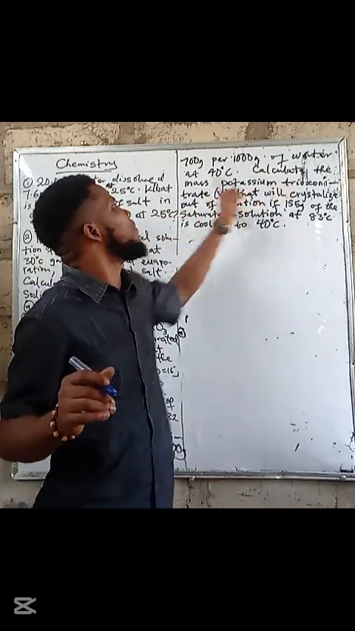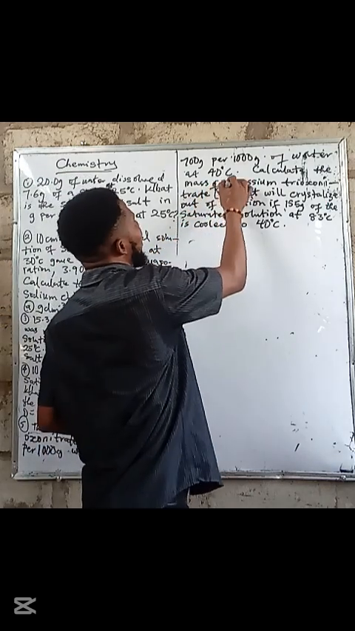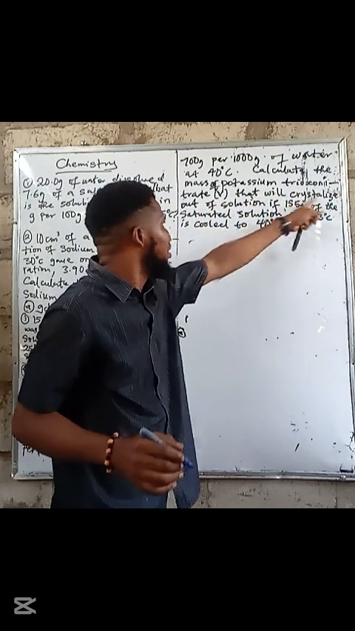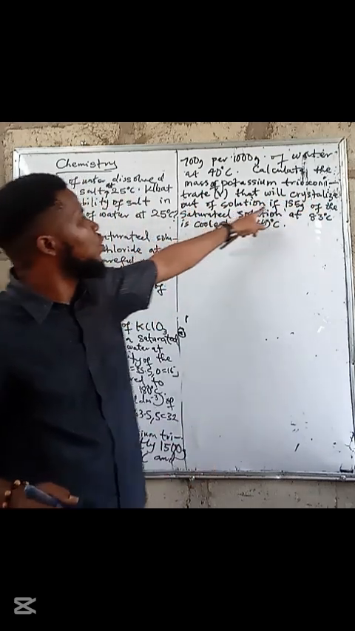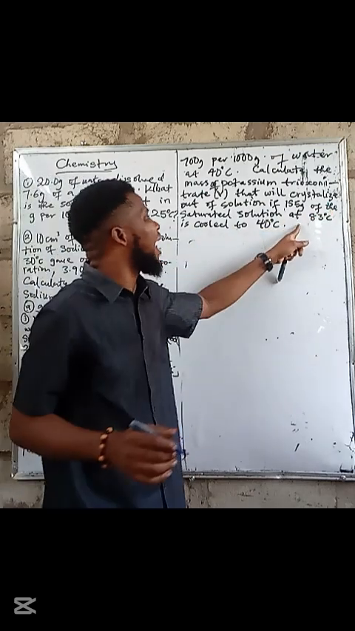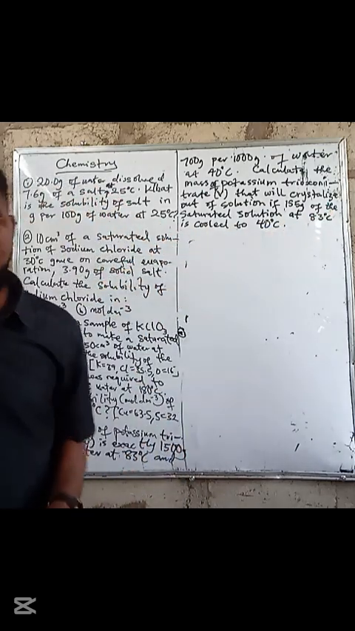Okay? Calculate the mass of potassium nitrate that will crystallize out of the solution if 155 grams of the saturated solution at 83 degrees Celsius is cooled to 40 degrees Celsius.